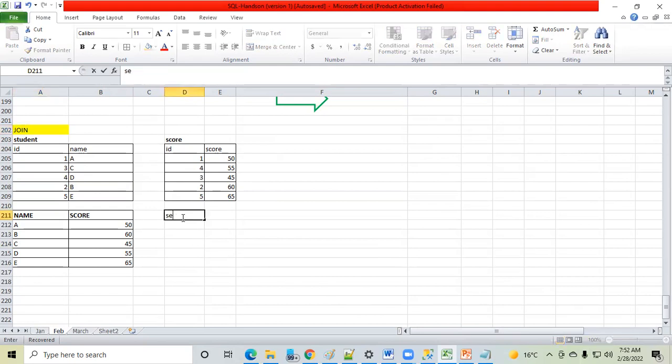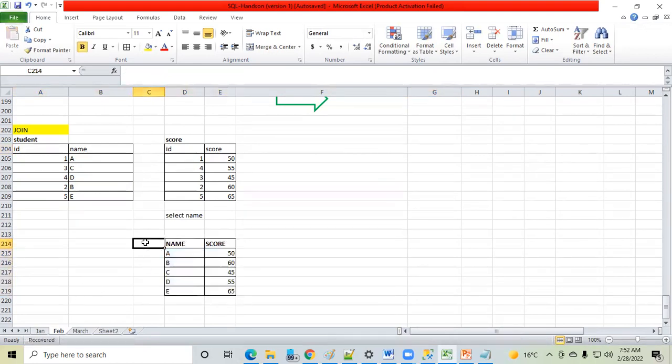Now, which columns do you want? You want name, correct? So name is present here, right? Suppose do one more thing, guys. The principal is asking for the ID as well. He wants ID as well. So what I will write: select ID, comma, name, comma, score.